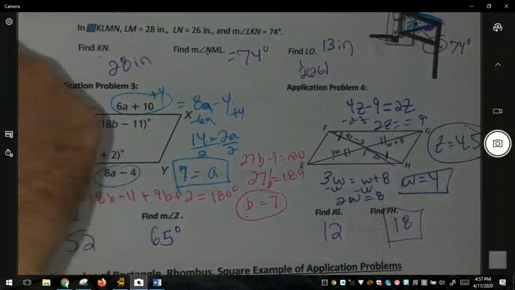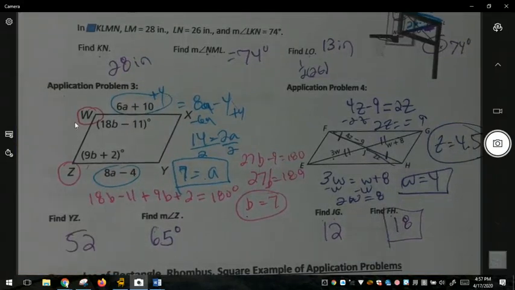Please look at the very next clip for examples of how to use application problems for the properties of rectangles, rhombuses, and squares.